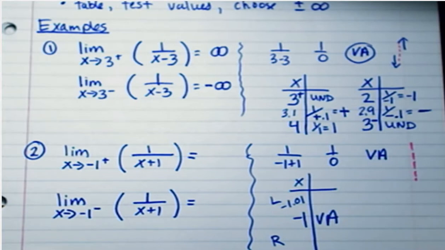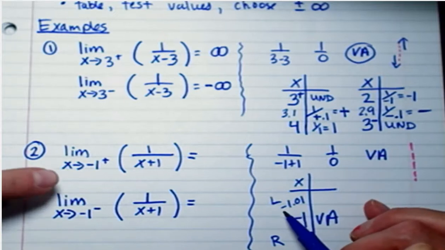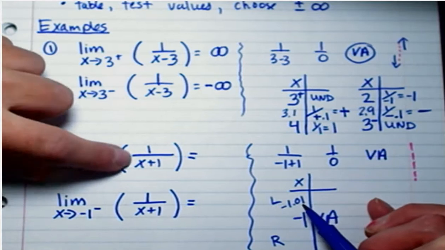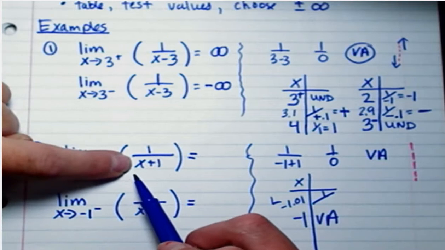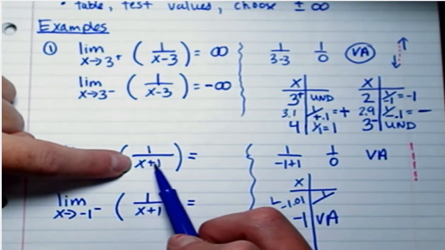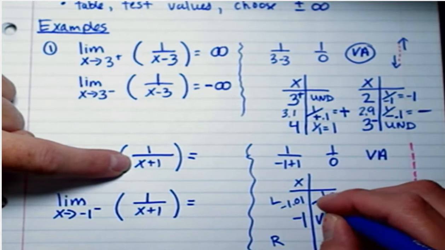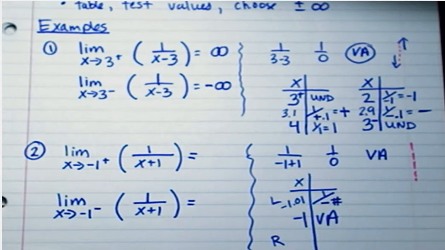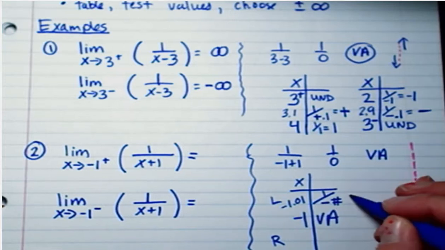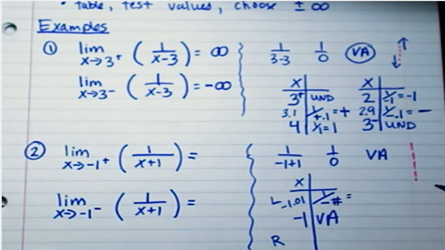After I finish this example, I'm going to start calling on you to tell me how to do the next steps. So listen. When I plug in -1.01, I get 1 over -1.01 plus 1, which will be a negative number. It's a fuzzy answer, guys. I don't care what kind of number it is, it's a negative number. It's a negative big number.